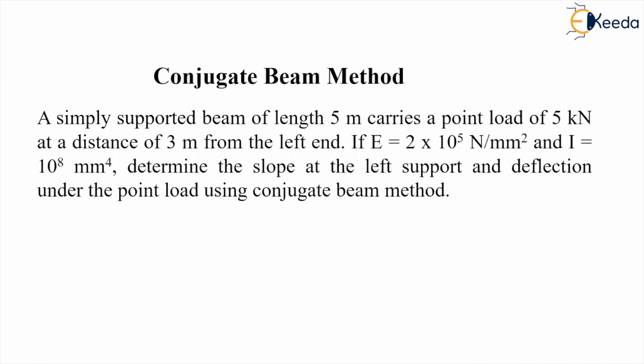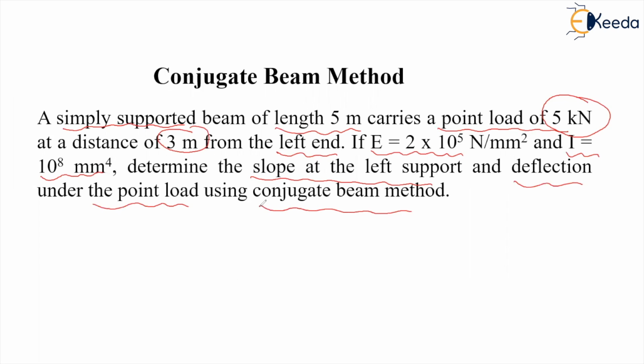using conjugate beam method. So we have to use conjugate beam method in this case, and we are given a simply supported beam of length 5 meter. The length of the beam is 5 meter, the intensity of the point load is 5 kilonewton and the distance is 3 meter from the left support, right? E, the modulus of elasticity, is given to us, and the moment of inertia is given to us as 10 to the power 8. We have to find the slope at the left support and deflection under the point load, and we have to use the conjugate beam method, right?